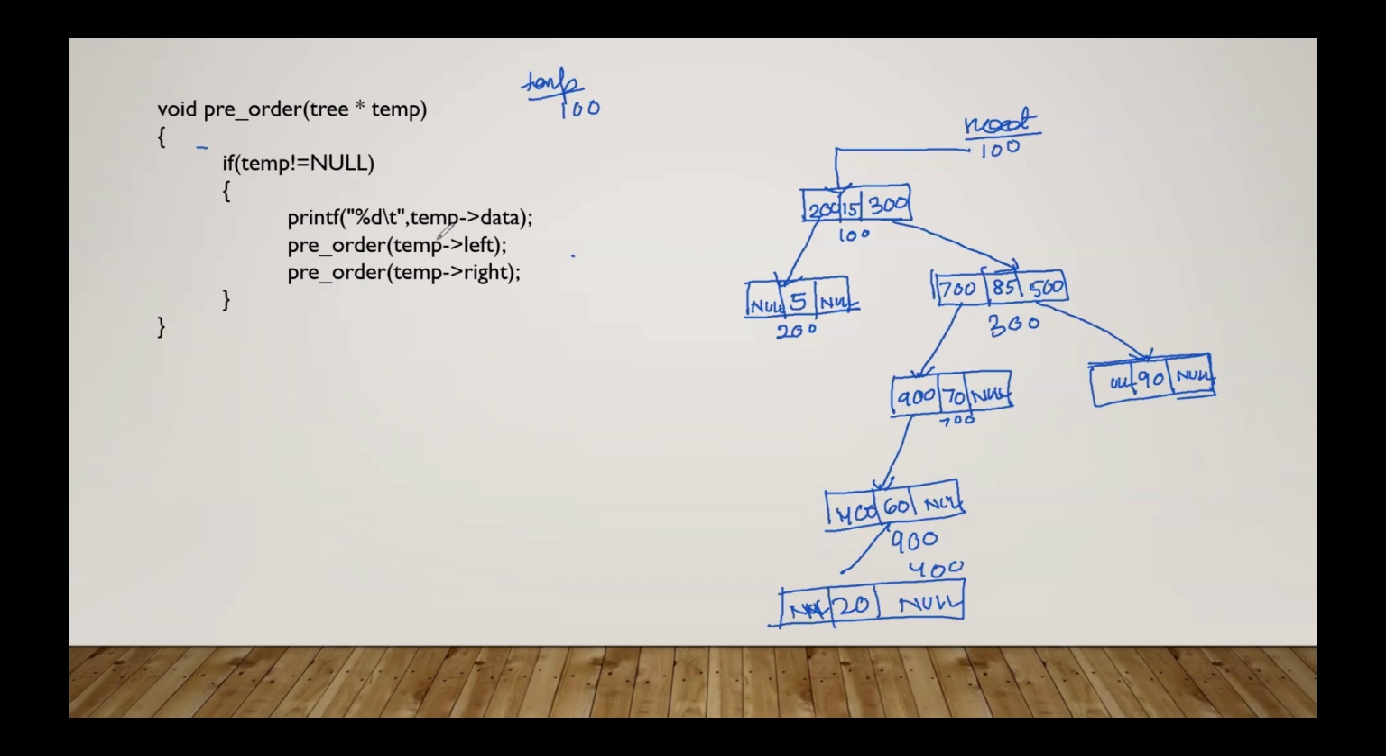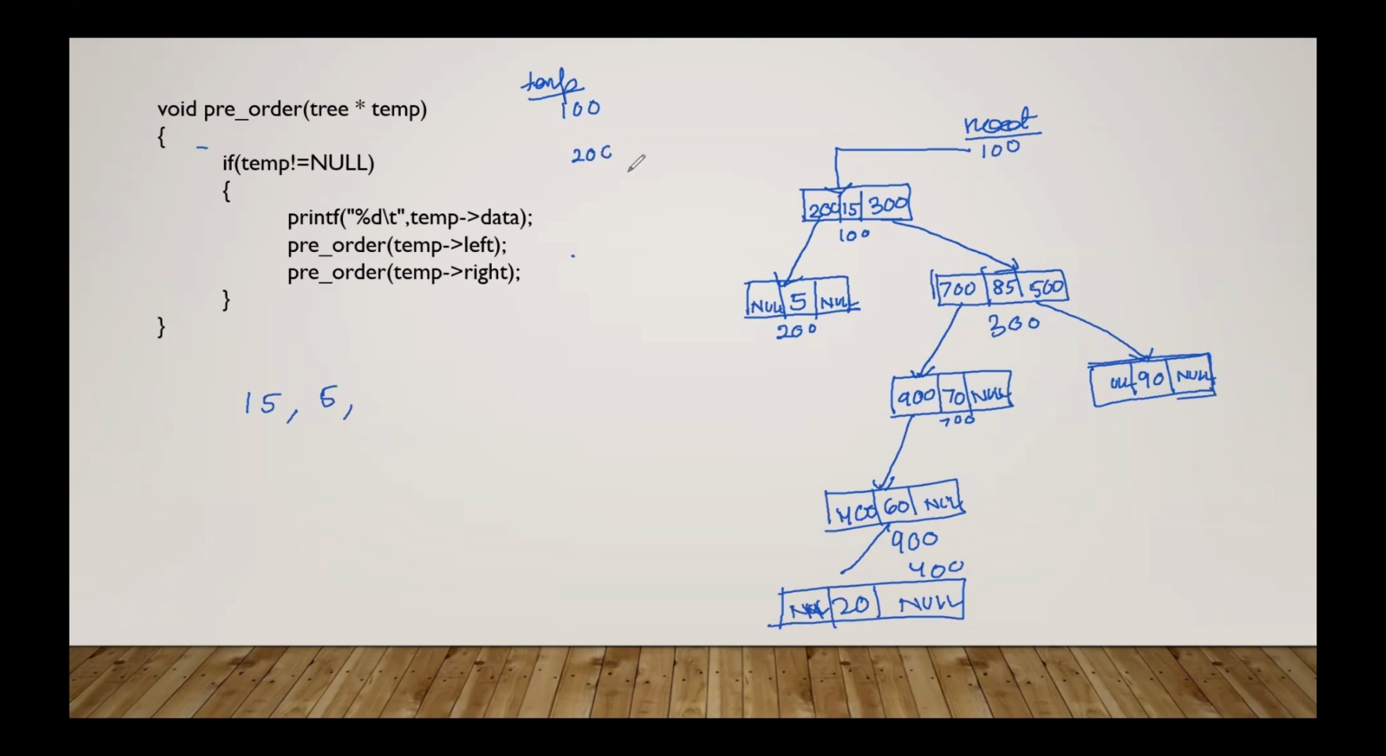Yes, it is true. If it is true, in pre-order the root value is printed first. So which value will it print? Print data. So 100's data, what is it? It will print the 15 value. Then what happens? Pre-order of temp left. Temp left means 100's left, which is 200. So it will call this function with 200. Then 200 is not equal to null. Then print temp data, 200's data. It will print which value? 5.